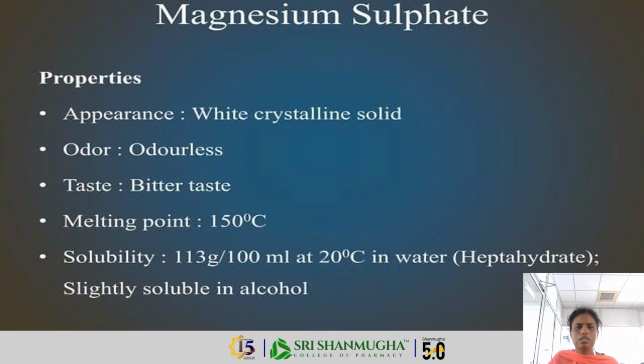Properties: the appearance is a white crystalline solid, odorless. The taste is bitter. The melting point of magnesium sulfate is 150°C. Solubility is 113 gram per 100 ml at 20°C in water. It is slightly soluble in alcohol also.